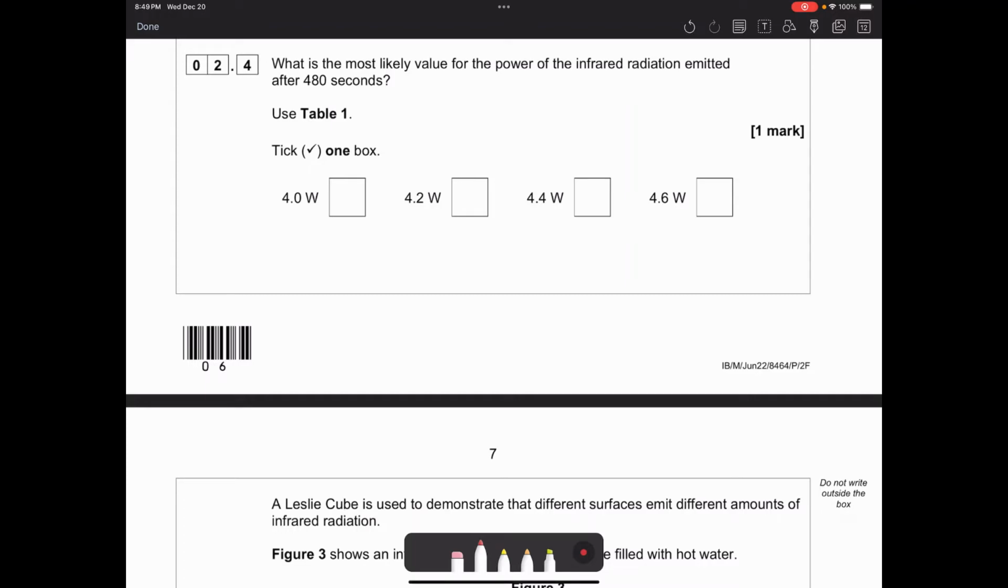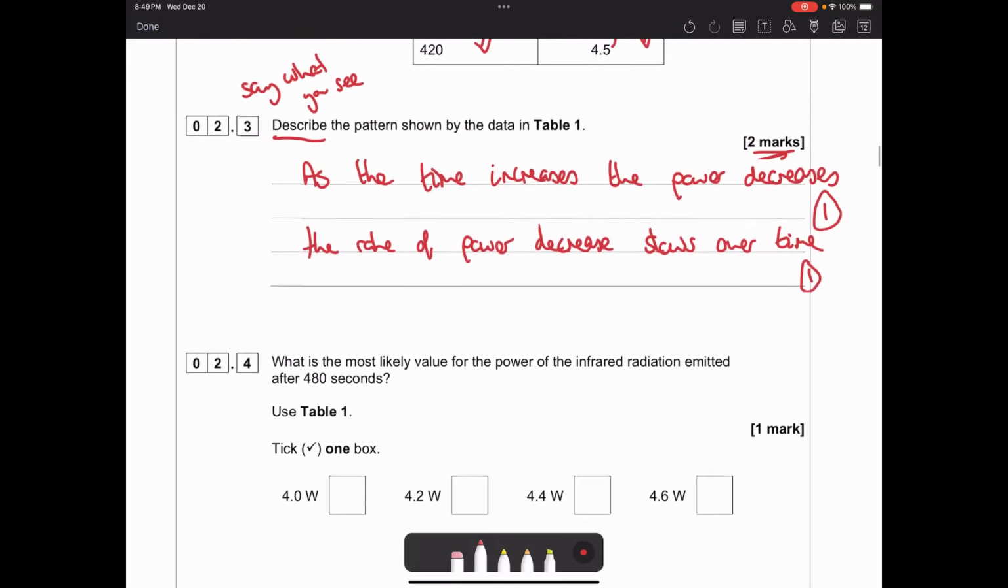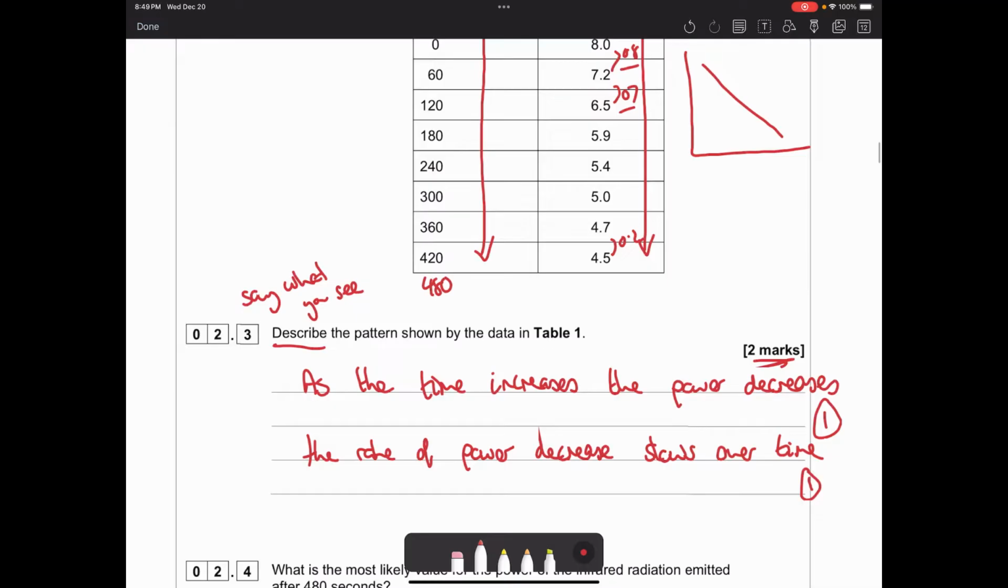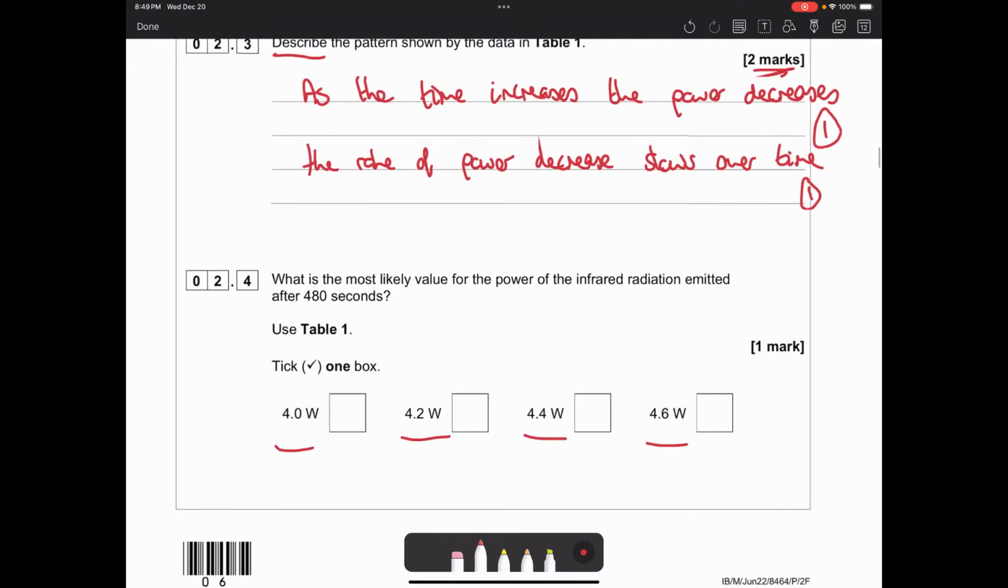Question 2.4. What is the most likely value for the power of the infrared radiation emitted after 480 seconds? So go back to your graph, you're going to 480, and you want to try and spot the pattern. What do we think it would be? 4, 4.2, 4.4, 4.6. Well, we know it's going down, so we've got a gap of 0.3 here, we've got a gap of 0.2 here, so therefore I might predict that I might have a gap of 0.1. And if I had a gap of 0.1 here, that would give me 4.4. So I'd be more inclined to go with 4.4.